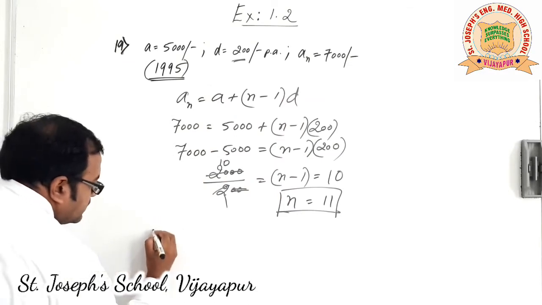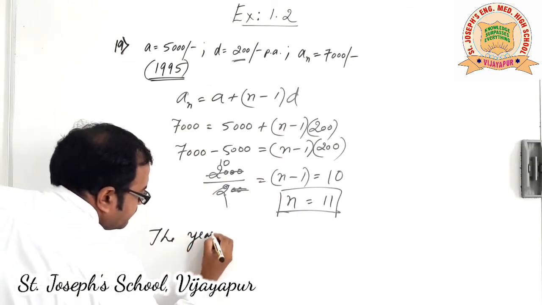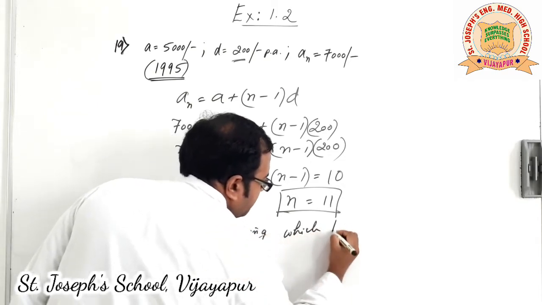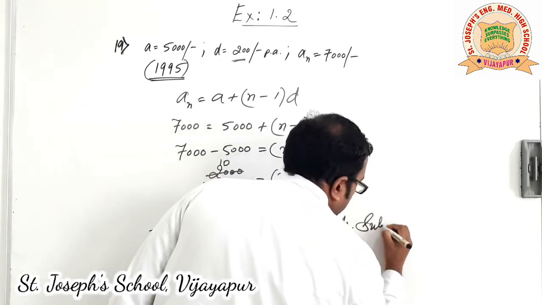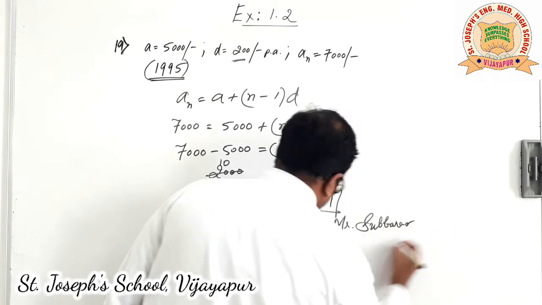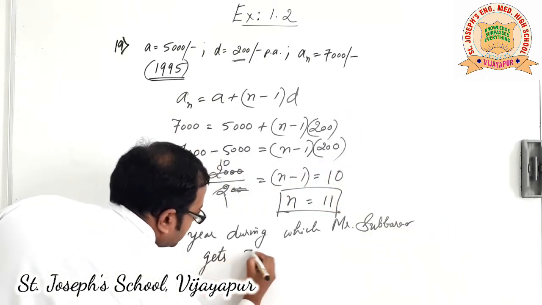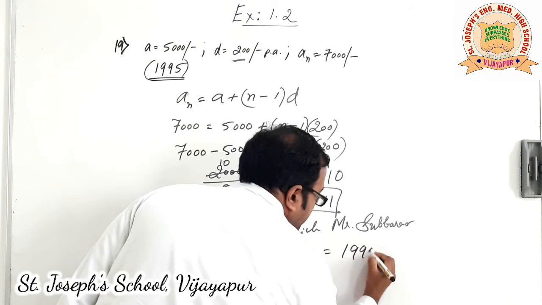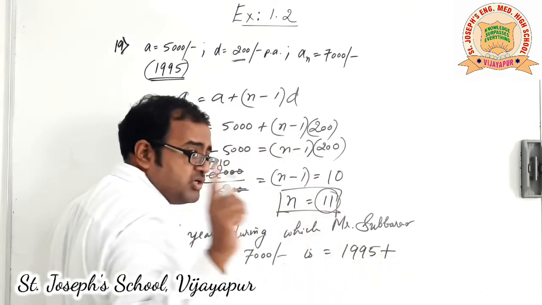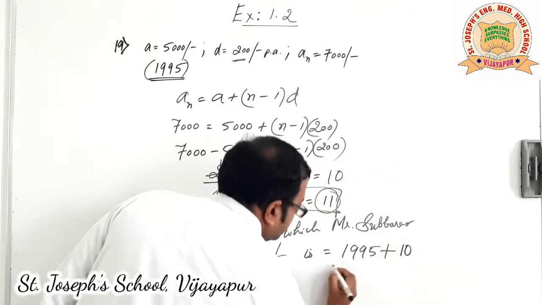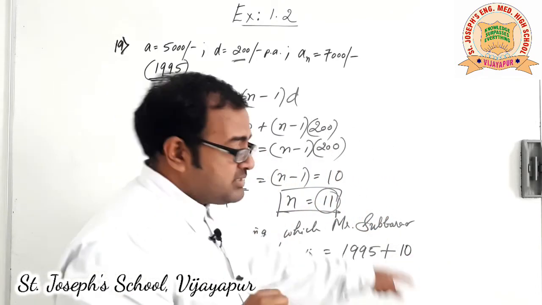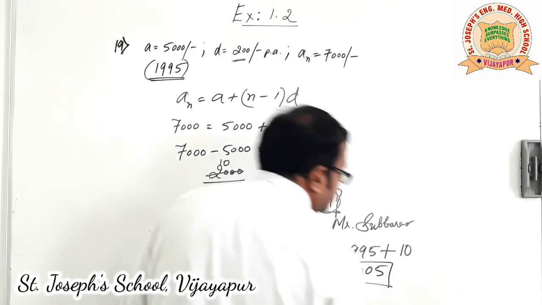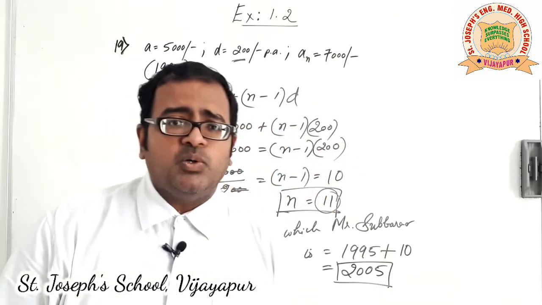So the year during which Mr. Subbarao gets 7,000 rupees per annum is 1995 plus, remember it's the 11th year, you have to reduce it by 1 and add, and make it 10, which is 1995 plus 10, we arrive at 2005. During 2005, this year, his salary becomes 7,000.